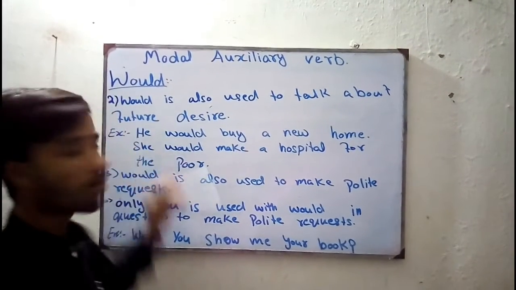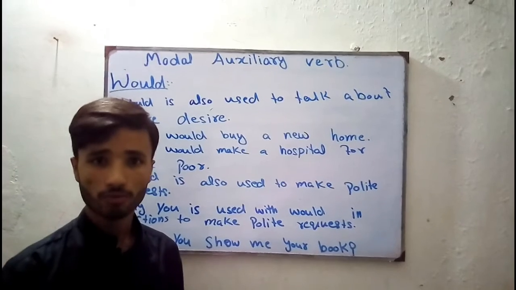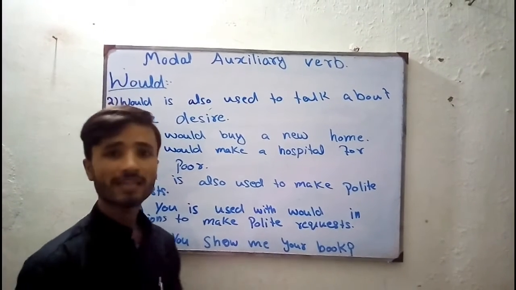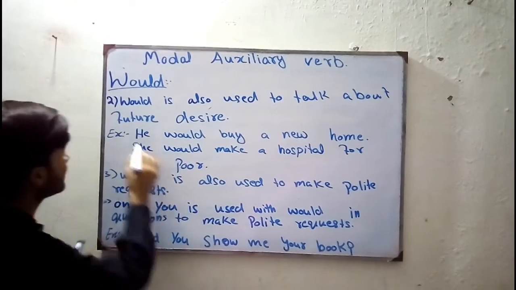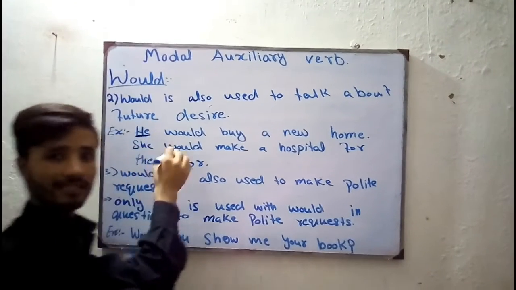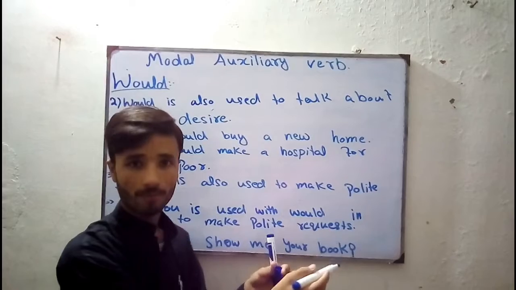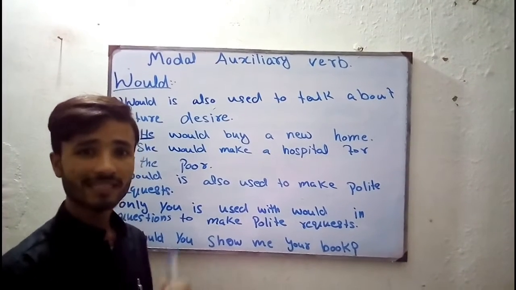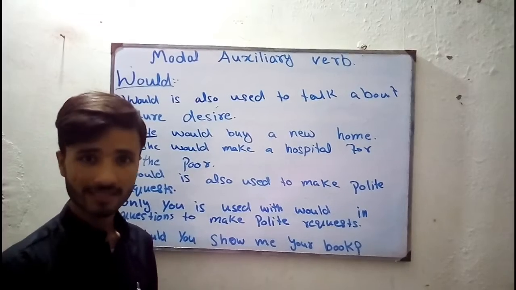Here it means "hoga", if we say in Urdu, right? It means he would buy a new home. It is his desire to buy a new home, but in fact he is not able to buy a new home. But it is his desire. It is his wish. Is this clear?